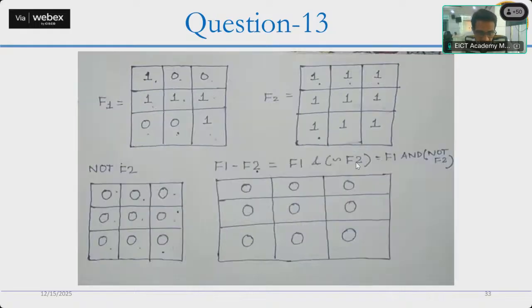So F1 and F2 are there. When you take F1 minus F2, if somebody asks you, you can also do it quickly. F1 minus F2 means F1 AND NOT F2. You take the F1 value and then the NOT F2 value, then you multiply them. When you multiply these, you will get all these.